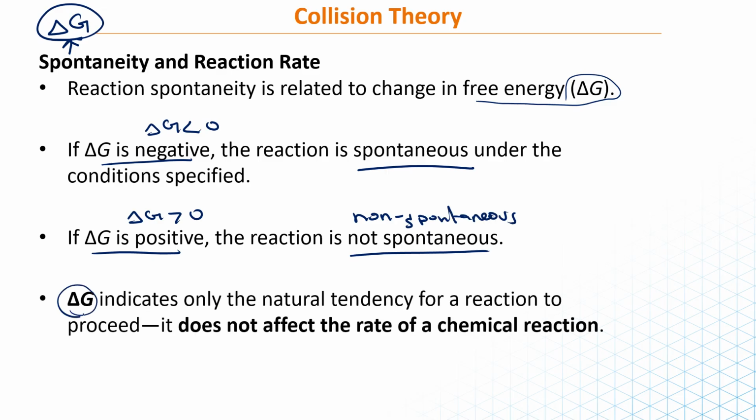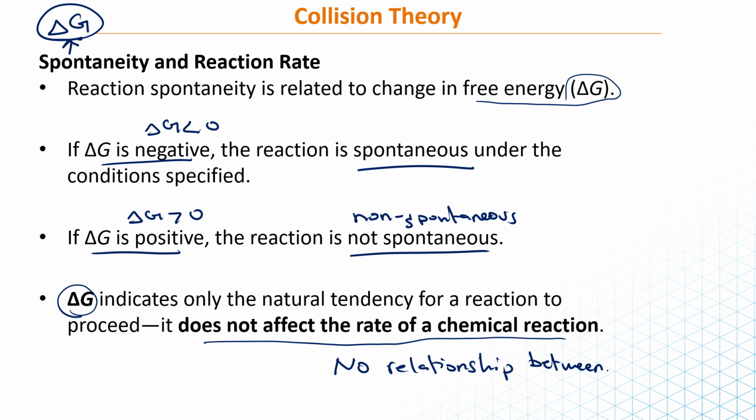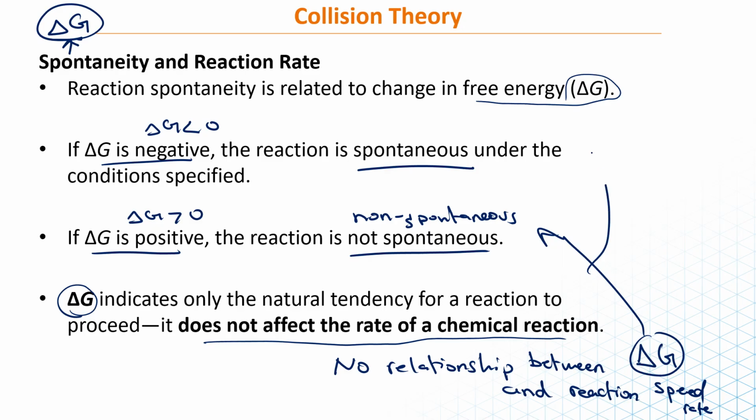Now, delta G does not affect the rate of chemical reaction. No relationship between delta G and reaction speed or rate. Okay, it does not affect the rate of the reaction. Meaning delta G we only use for spontaneous or non-spontaneous. We don't use it for the speed of the reaction.